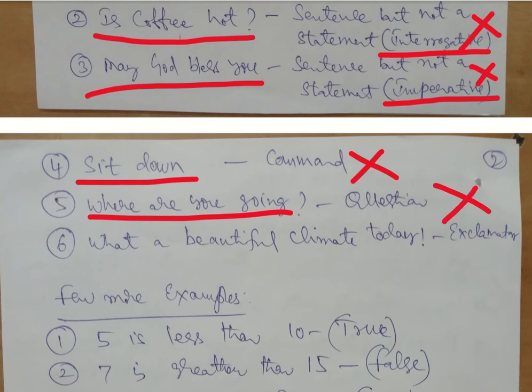So that means any sentence cannot blindly become a valid proposition or a statement. That's why we have to clearly make sure that an English sentence is different from a logical statement. Let us not be confused by this. English statements can be all these: "Sit down." English statement. "Where are you going?" English statement. "What a beautiful climate today." "It is raining." English statement. "May God bless you." "Is coffee hot?" They are all English statements.